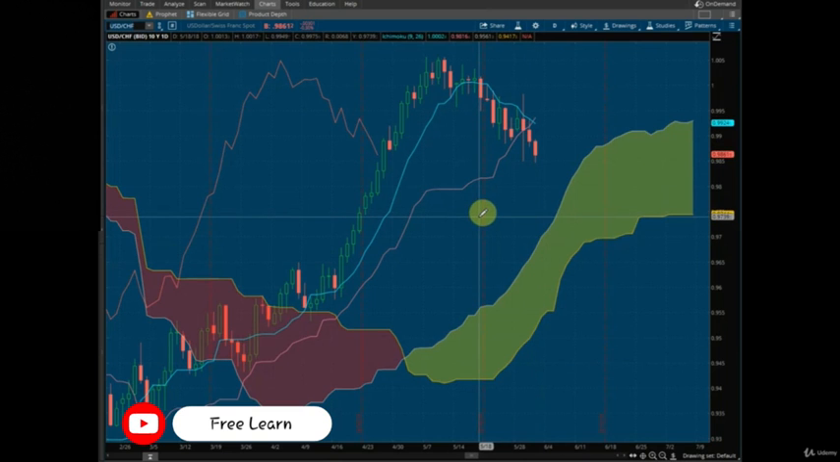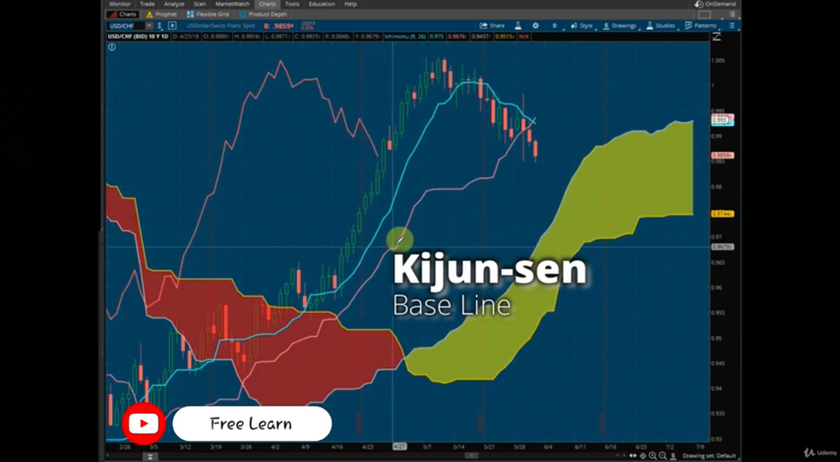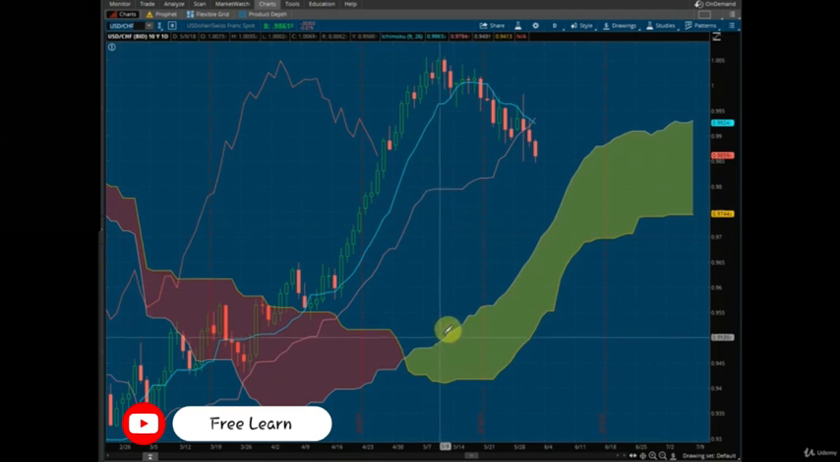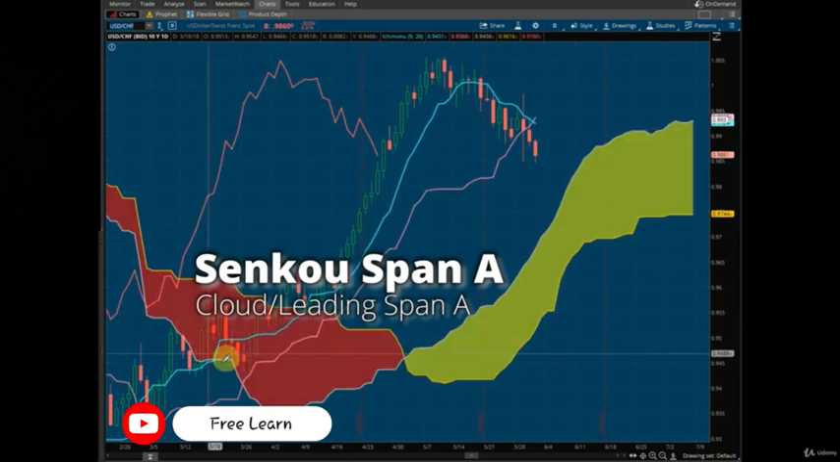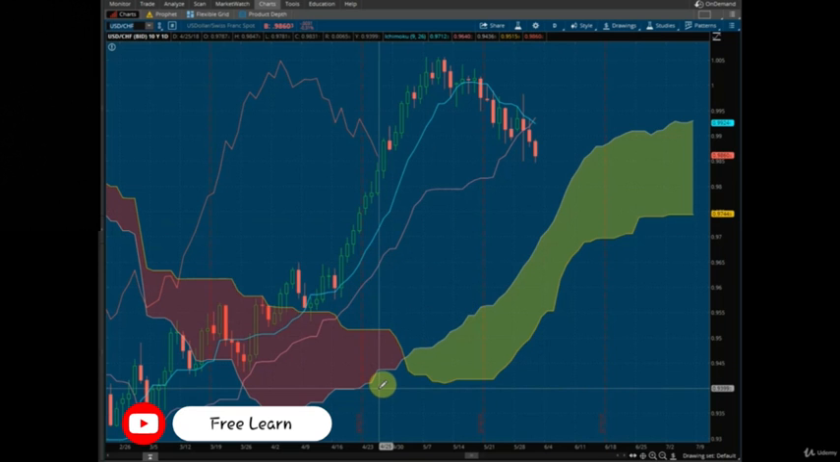All right, so starting with the conversion line, which is called the Tenkan Sen, that is the blue line here. It's also called the conversion line or the turning line. This pink line here is called the Kijun Sen, which is called the baseline in Ichimoku charting. And then the gray line here, which in an uptrend you'll see on the top, and in a downtrend you'll see on the bottom, is called the Senku Span A, which is also called the cloud span A or leading span A.